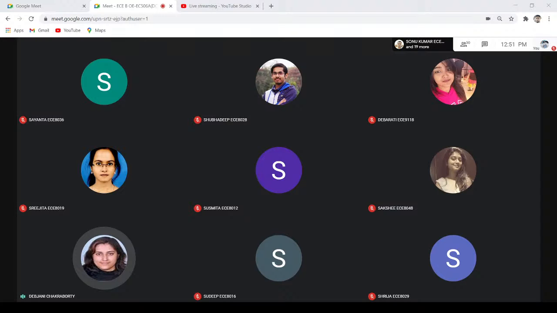Clear? Now, so this was all about perception. Now, what we have to study more is what are the factors influencing perception? There are certain factors which influence perception.